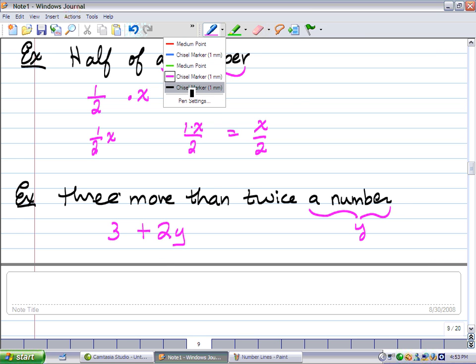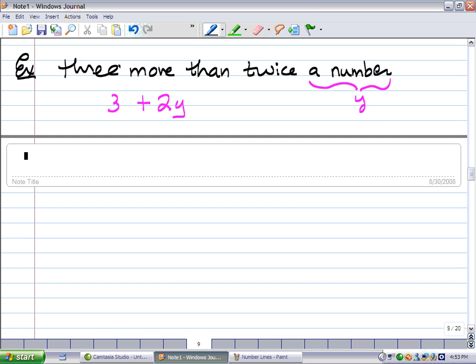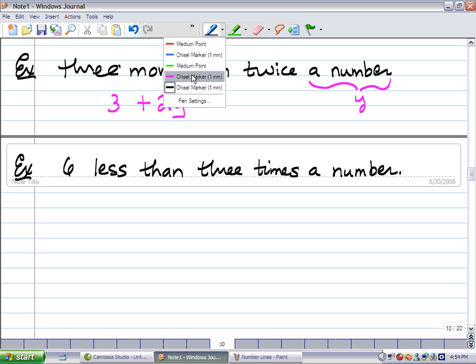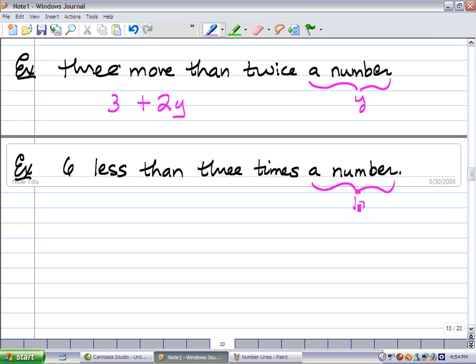Okay. We'll do this one, and you pause and write down your answer before you start again and see if you've got the right thing. 6 less than 3 times a number. Let's use B for the number. Okay, see if you can write it down.